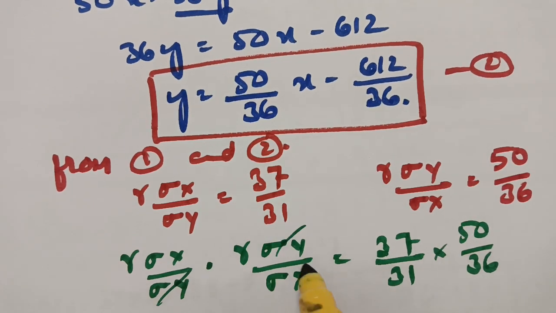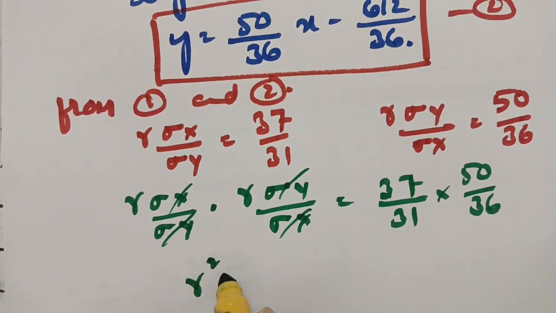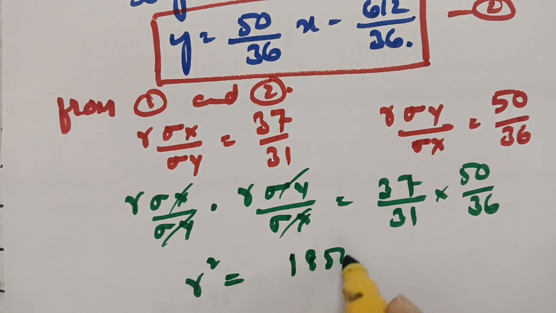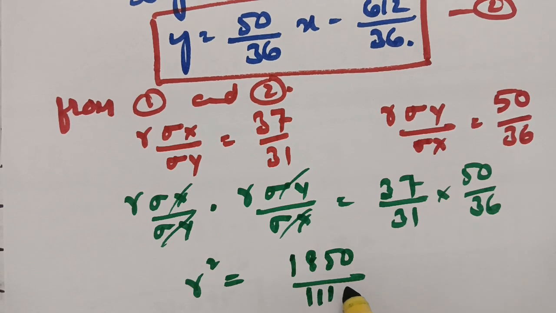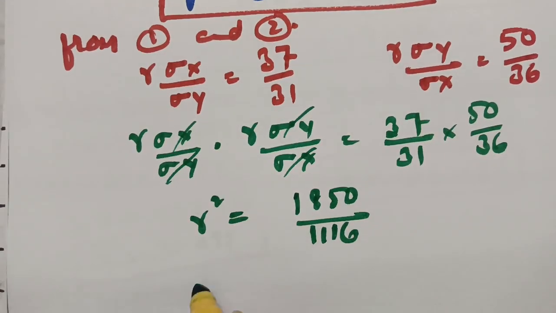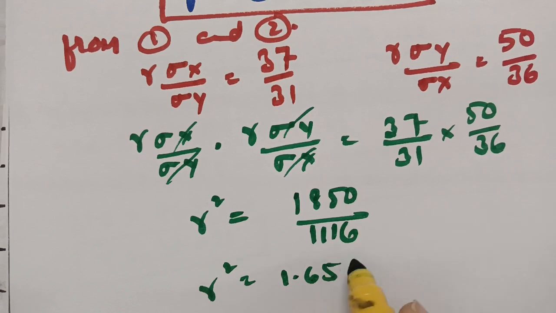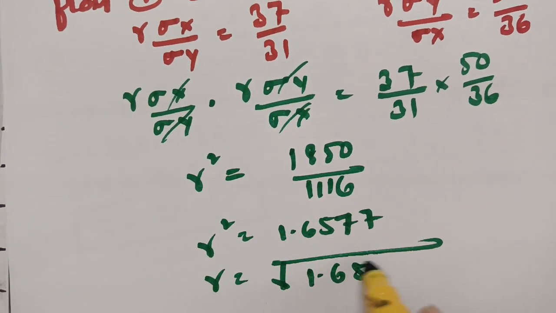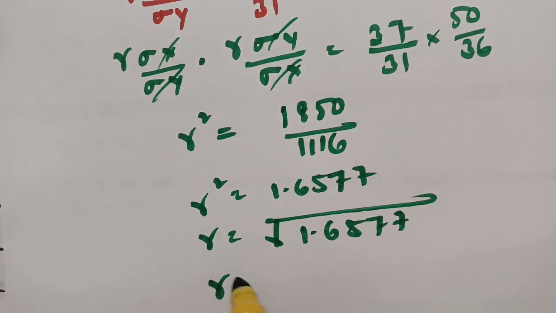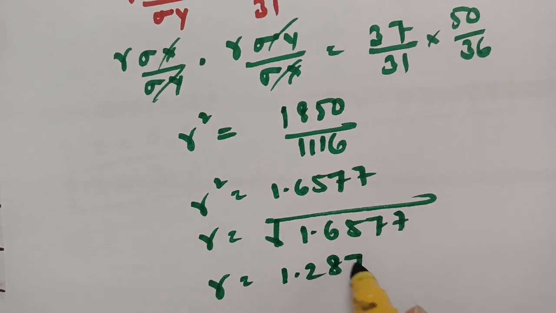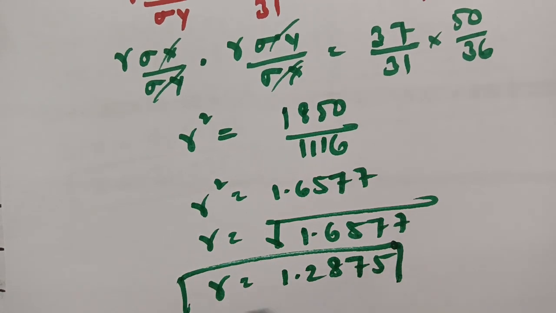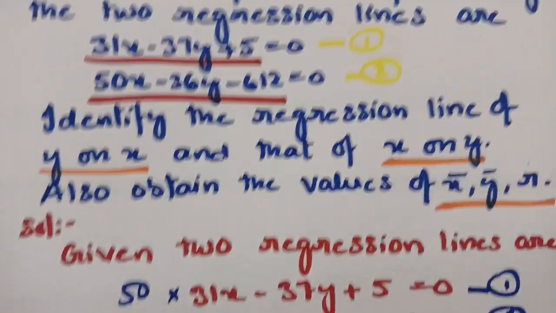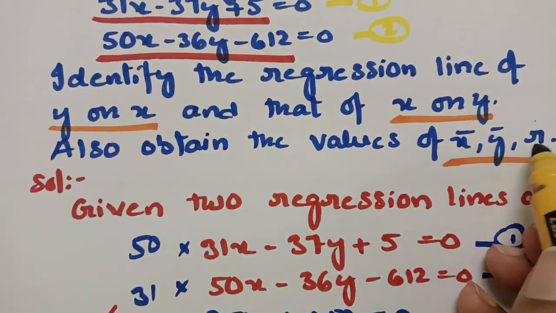Now if I cancel these, then what happens? R square value is equal to, if I multiply these two, 1850 by 1116. So r square value is equal to 1.6577. So r is equal to root over 1.6577, and r value is equal to 1.2875. So this is the correlation coefficient r. This is what is asked in the question: obtain the value of x bar, y bar and r.